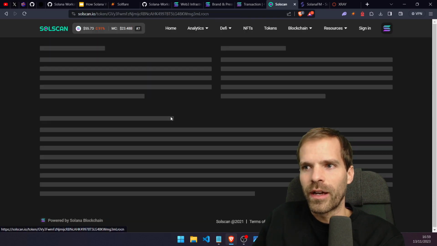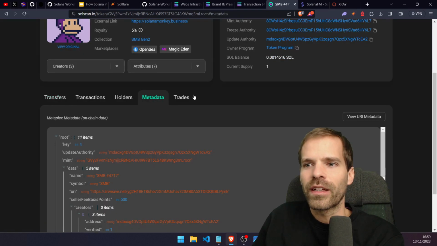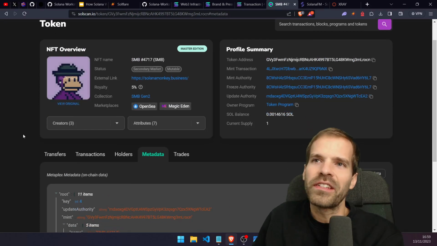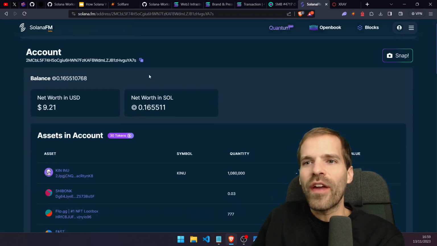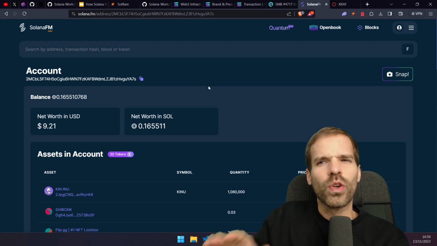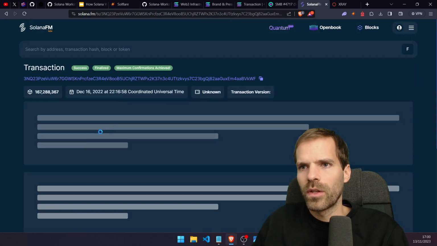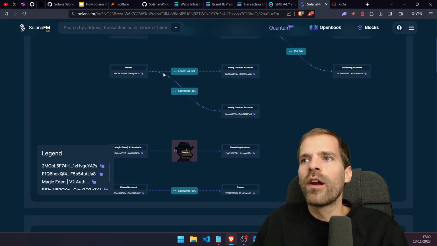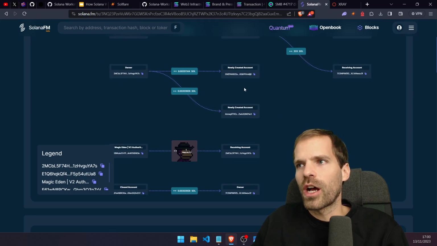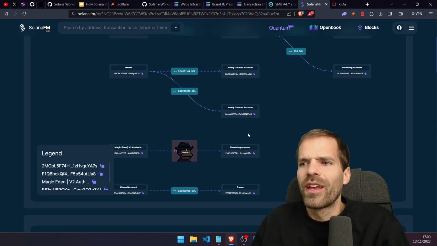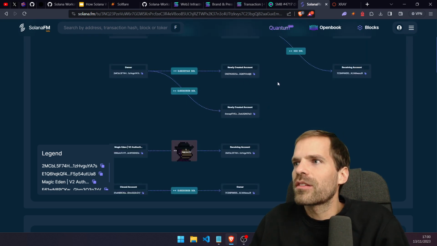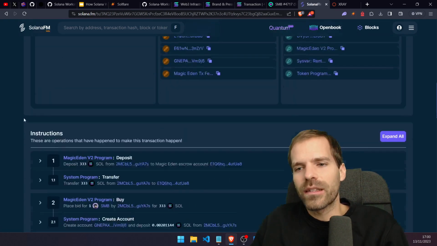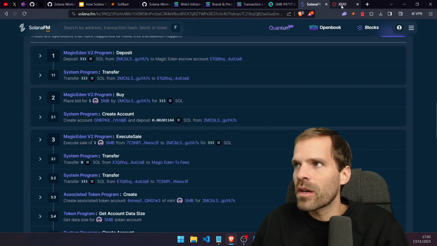Like for instance, my SMB here, I can just neatly see the metadata and stuff. So for NFTs, I used Solscan a lot. Solana FM is nice because it shows those transitions of accounts. Here, for instance, when I bought my SMB, we see where the money flows from which account to which other accounts in those more graphic things. 333 Sol, that's how much I paid for that monkey. Yeah, I mean, it's nice, but personally, I don't really use that one.